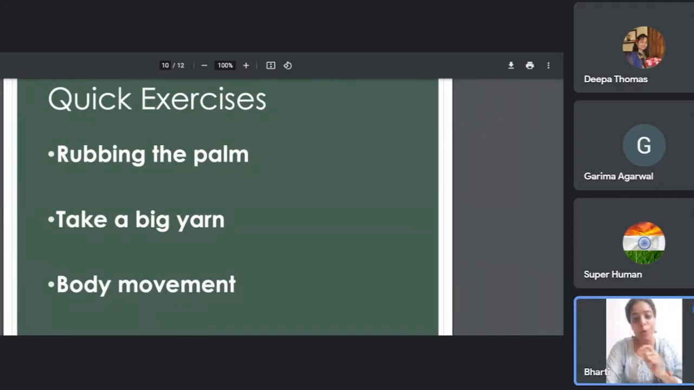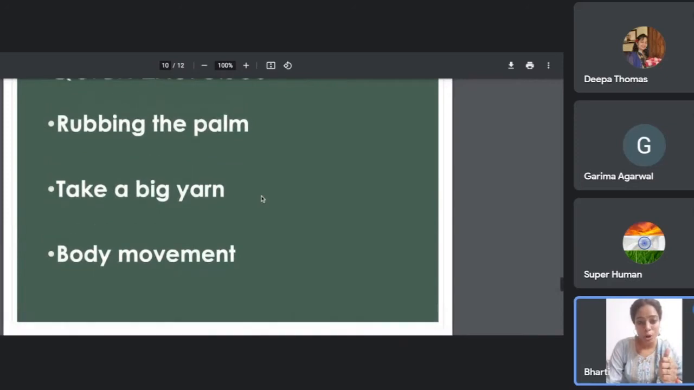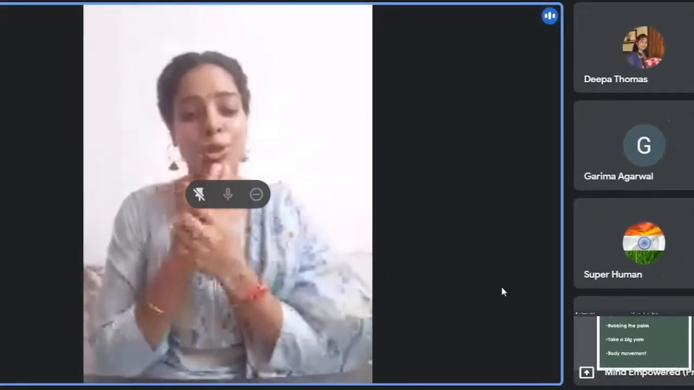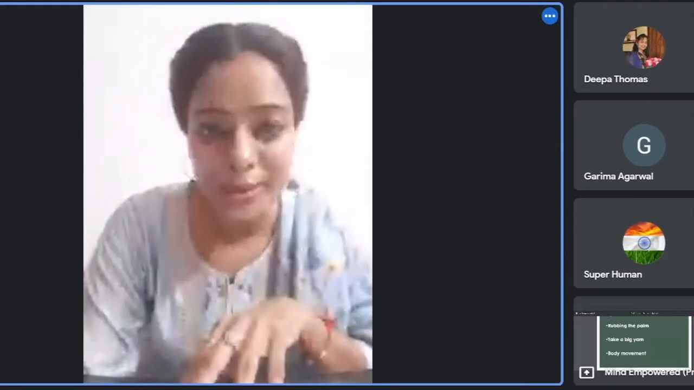And the next is body movement. When we are sitting in one place for more than 40 minutes, our body is not habituated to that, so we feel very anxious, or we are not able to control our thoughts. What we have to do is just move. You can take a walk in your class, you can do a stretch exercise, or you can just apply pressure to the joints of your body.